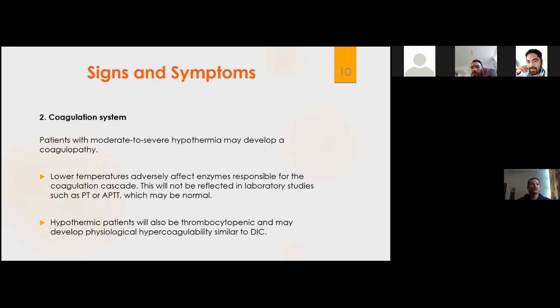For the coagulation system, patients with hypothermia are very vulnerable to coagulation problems. Patients with moderate to severe hypothermia may develop coagulopathy. Low temperature adversely affects the enzymes responsible for the coagulation cascade. This will not be reflected in laboratory studies such as PT and APTT, but they're vulnerable to coagulopathies.